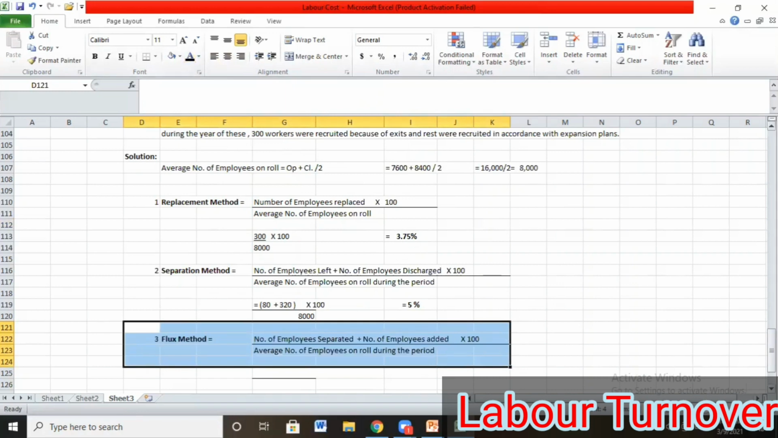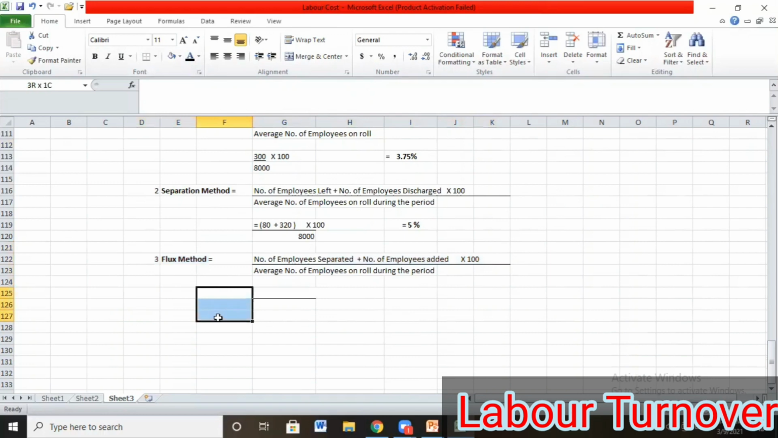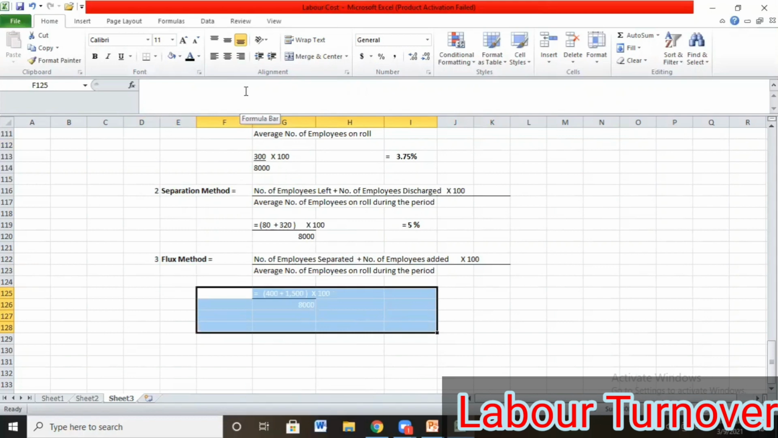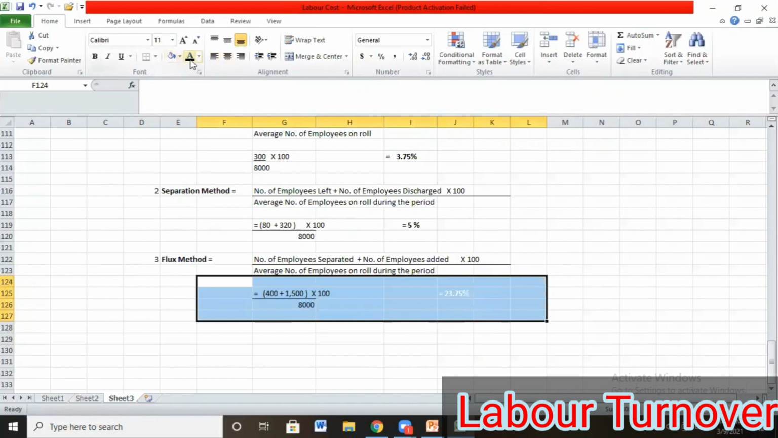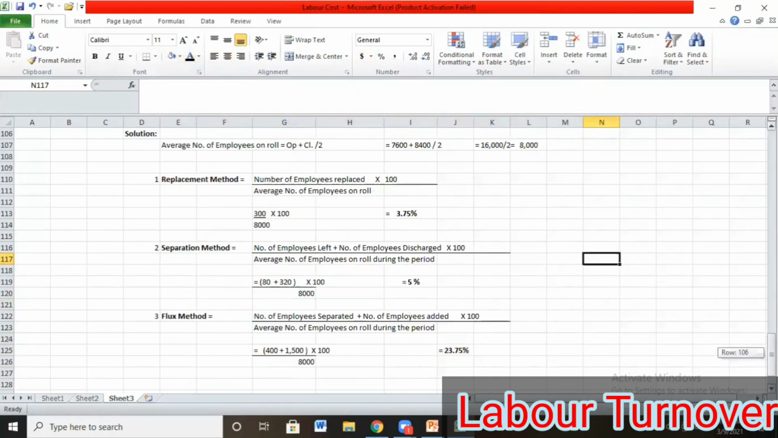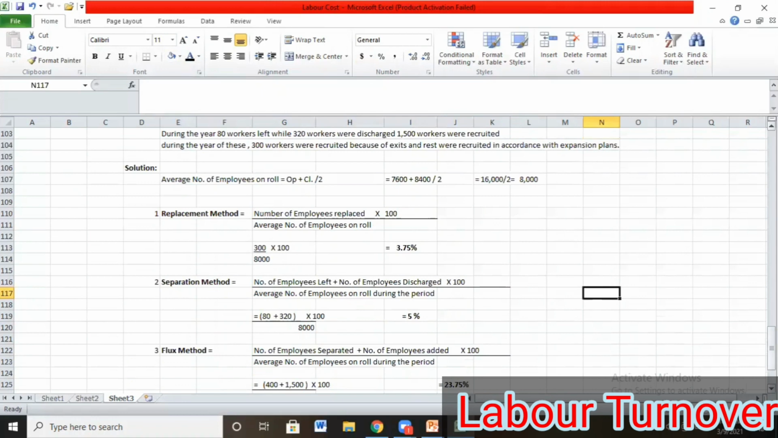Then flux method. In case of the flux method, we need to understand that it is the number of employees separated plus number of employees added. Separated is 400, that is 80 plus 320, and added is 1,500, upon 8,000. So the answer will be 23.75. This is how the formula is applied for calculating labor turnover. So at this juncture, we can calculate the labor turnover with the help of these formulas. So this is what the labor turnover calculation is.